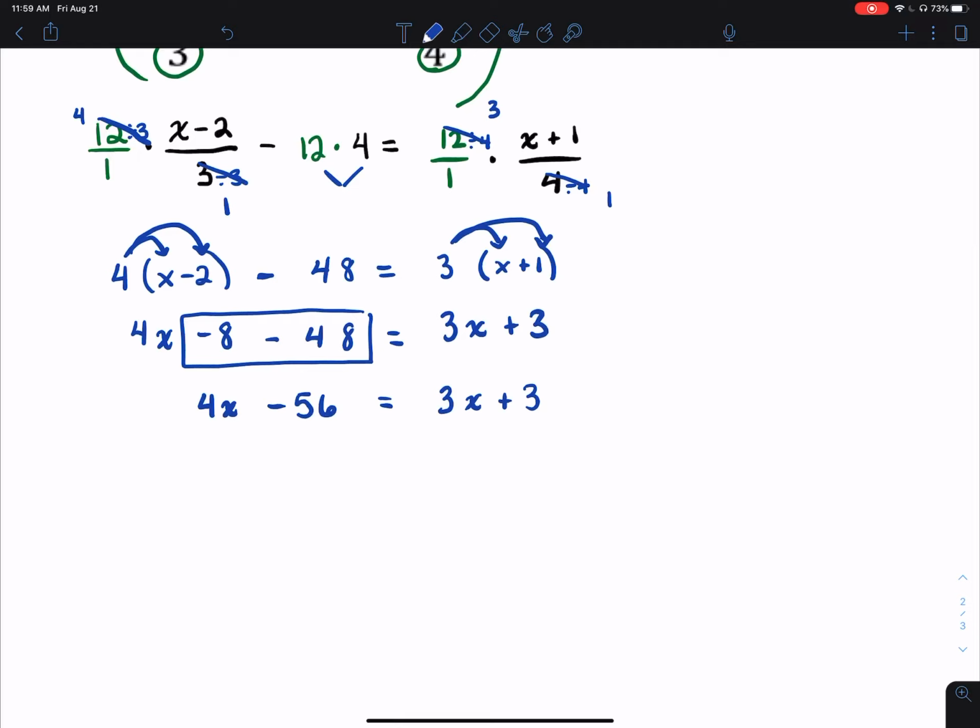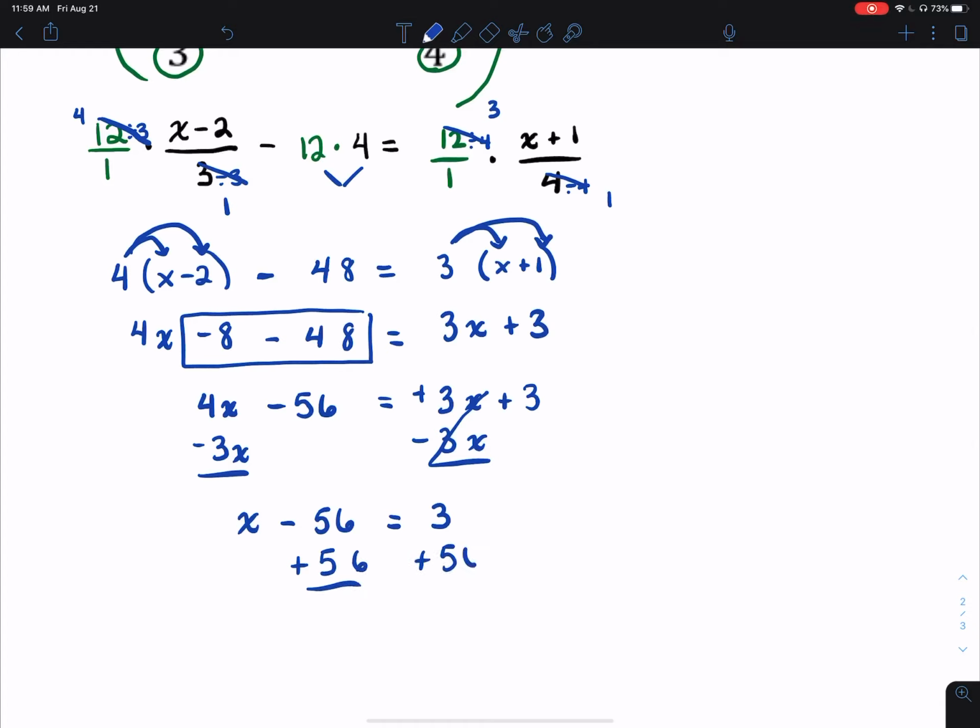I need to get the x's all on one side. This is a positive 3x, so I'll subtract 3x from both sides. That gives me 1x, or just plain old x, - 56 = 3. Remember that positive 3x and -3x cancels out. Then I'll add 56 to both sides to get my final answer, that x = 59.